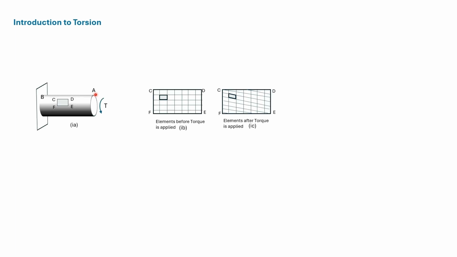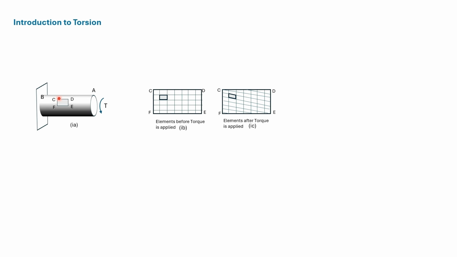We have a circular bar of constant cross section AB to which a torque T has been applied. The end B is fixed and will not rotate with the application of torque at A. From physical understanding, one would think that application of a torque at A will twist the bar.